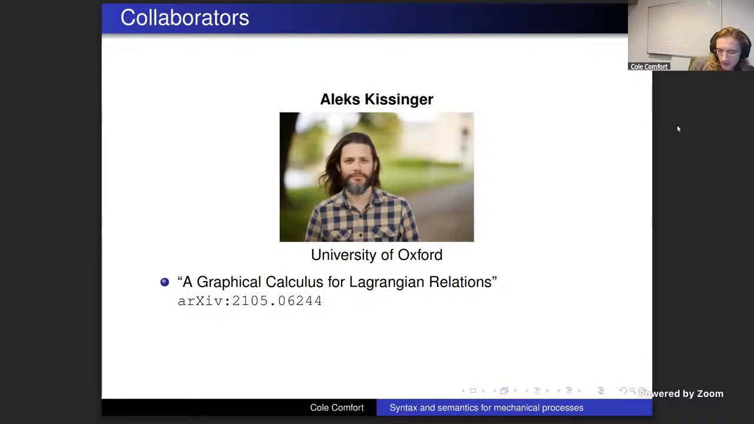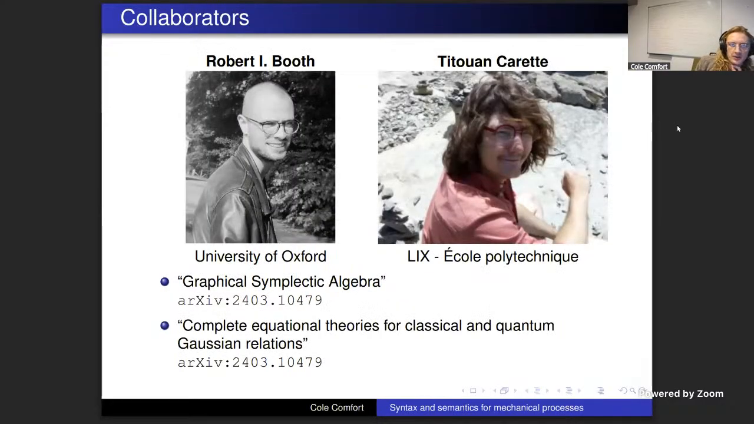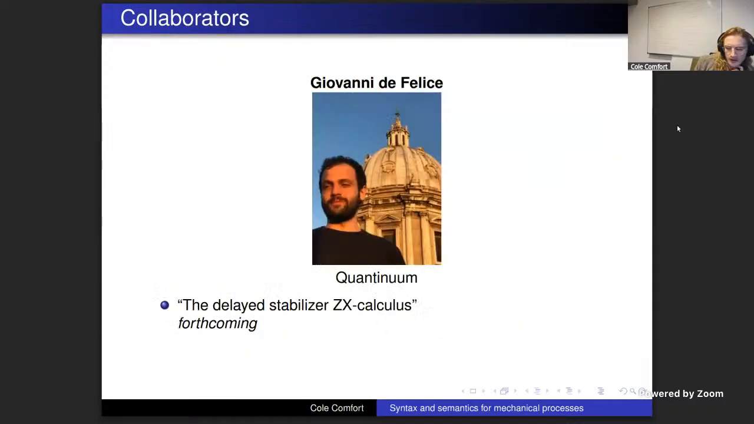The first person I worked with was my supervisor during my PhD, Alex Kissinger, from this paper, Graphical Calculus for Lagrangian Relations. Later on, I worked with Robert and Titouan. Robert's a postdoc at Oxford, and Titouan's a professor in Paris, and they wrote these two papers. The final person is Giovanni Di Felice at Continuum, and I'm working with him right now. I'm going to briefly touch on our work at the end of the talk if I have time.